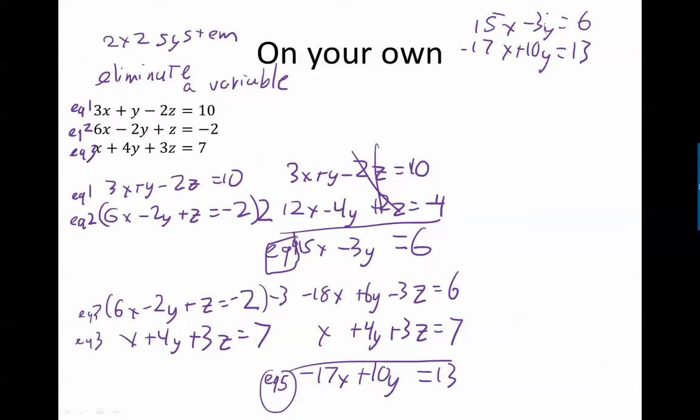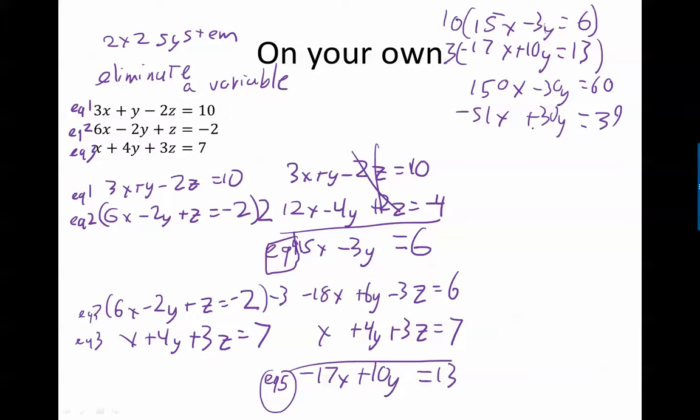So if I can make this negative 30 by multiplying by 10, and make this positive 30 by multiplying by 3, I get 150x minus 30y equals 60. And then I got 3 times negative 17, which is, let's see here, negative 51x plus 30y equals 3 times 13, which is 39. So these are still looking ugly.